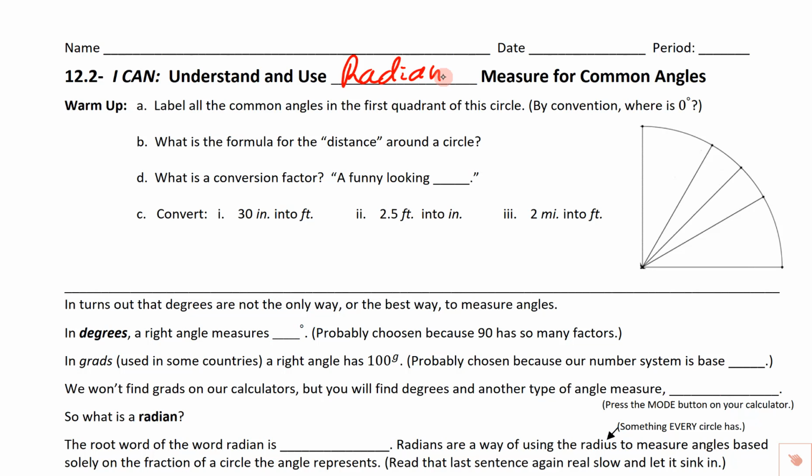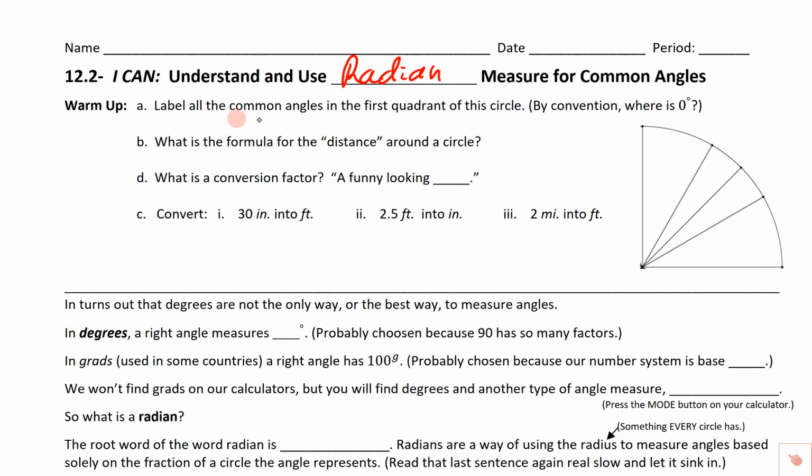Now, we used the word common angle yesterday. We're using it again today with another vocabulary word. So the word is radian. Okay? So again, we kind of need to just carefully walk through, and I need you thinking about why this works, because in the end, the assignment is not very difficult. Okay? Our goal is this statement right here. Understand and use radian measure for common angles.